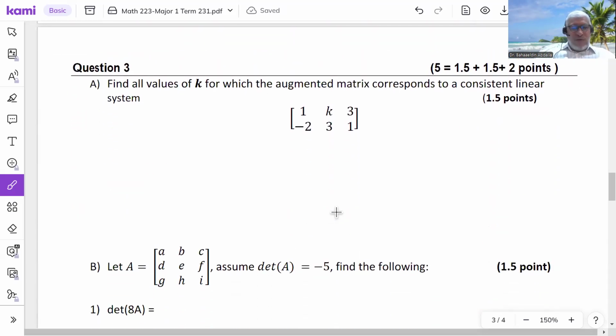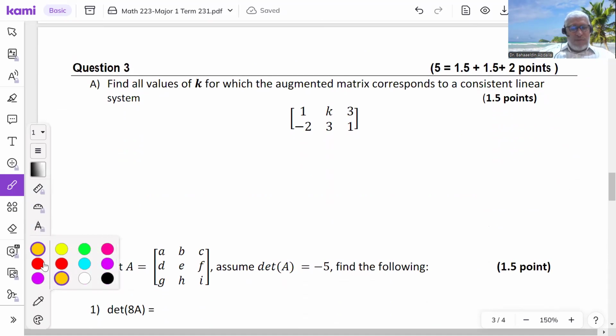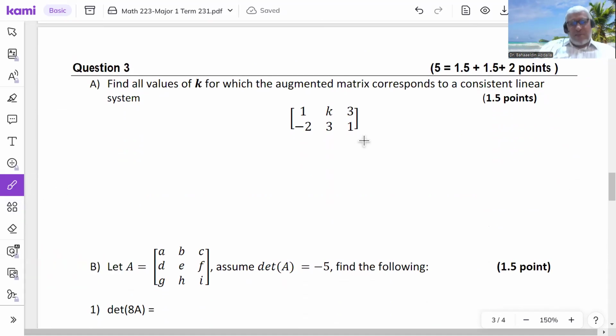Find all values of k for which the augmented matrix corresponds to a consistent linear system. Consistent linear system means it has either one solution or infinitely many solutions. If the system has no solution, we call it inconsistent. So this is an augmented matrix. There is a vertical line here, and I can use Gaussian elimination.